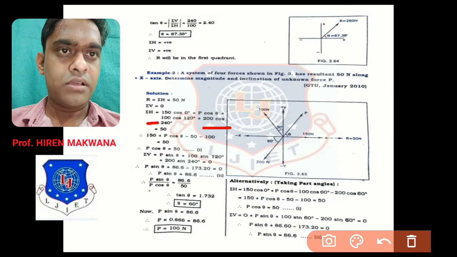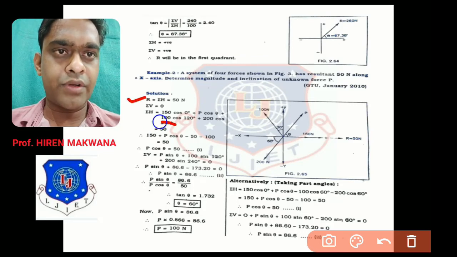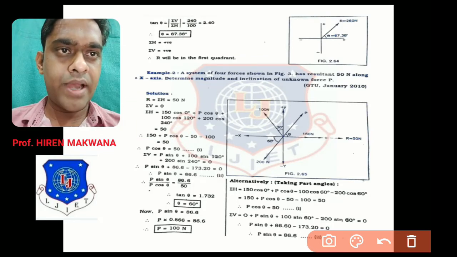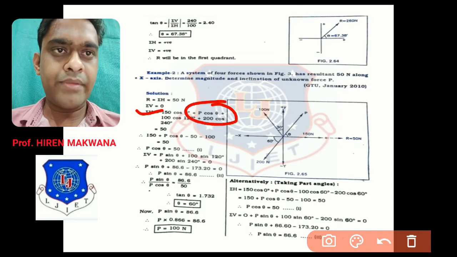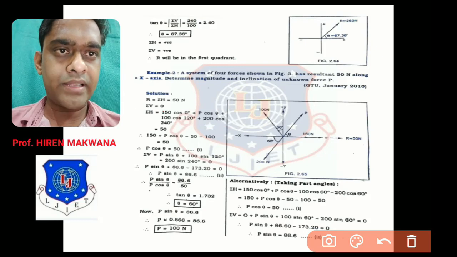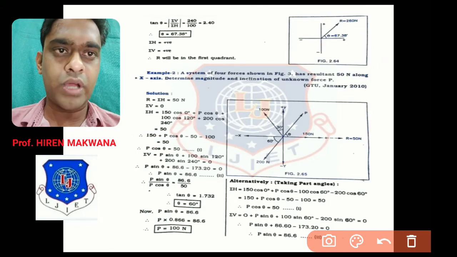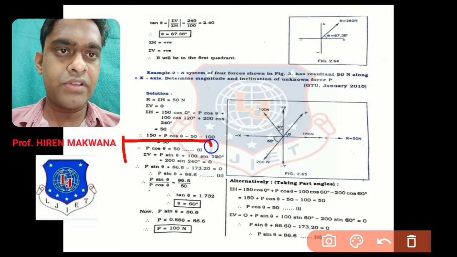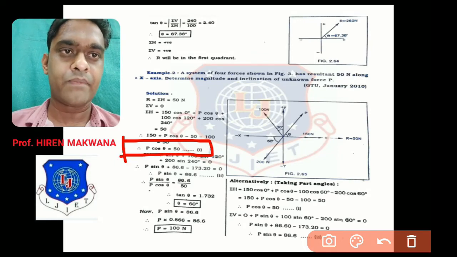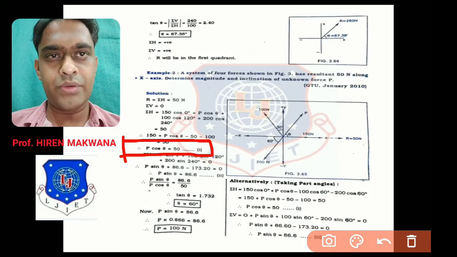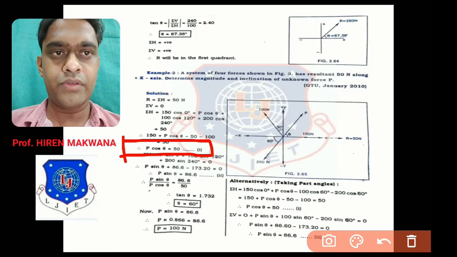Addition in the calculator. But resultant is given to you 50 Newton, so it is equal to 50. Now by doing calculator, this term will become unknown, P cos theta. Calculate remaining terms in the calculator. You will get this equation 150 plus P cos theta minus 50 minus 100 etc. So what is the final equation? P cos theta equal to 50. You can do the rough work in your notebook. You will get this equation P cos theta equal to 50, equation number 1.